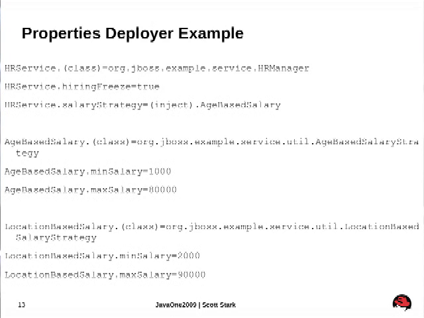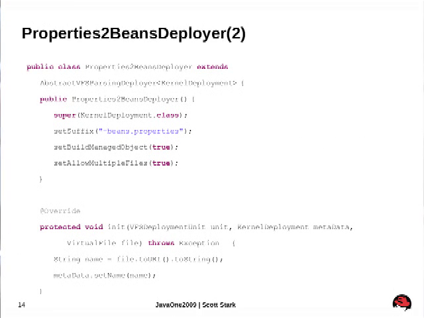Well, what I would need to do is create a parsing deployer that translated that properties file into the existing JBoss specific metadata. So in this case, we're declaring an extension of the abstract VFS parsing deployer that's going to output the kernel deployment. The kernel deployment is our jboss-beans.xml metadata model. So I define a new custom suffix, -beans.properties. And initialization is basically just setting the kernel metadata name to the properties file name.